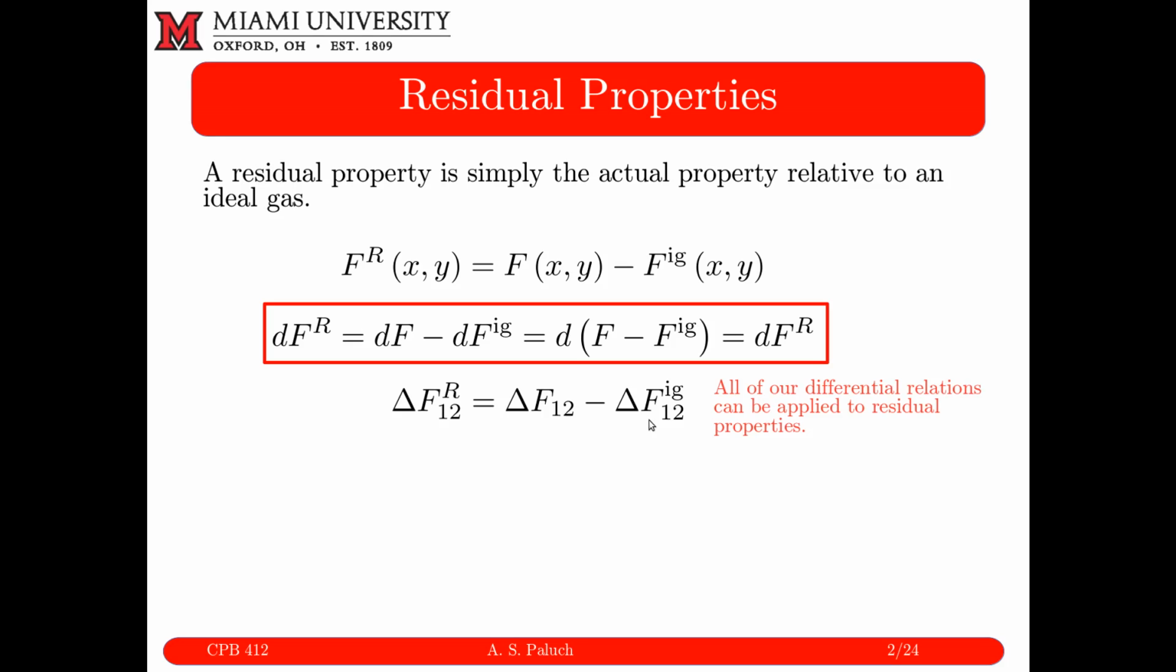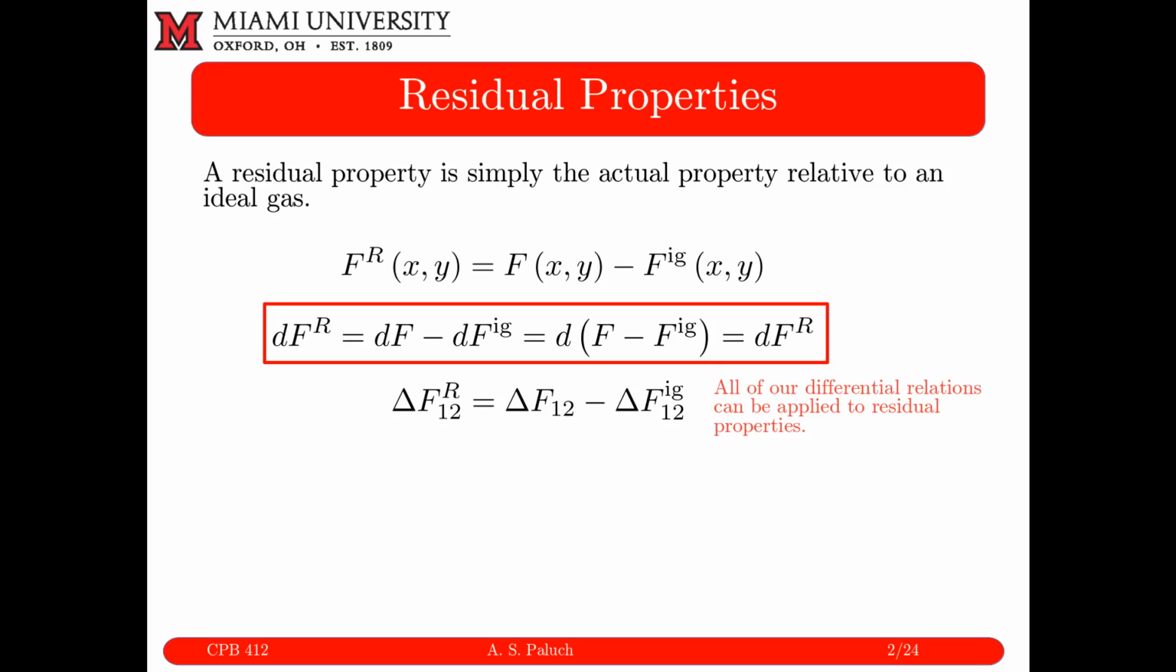Okay. And from the second expression, the fact that the differential of my residual property is equal to the difference of my actual and ideal gas value will allow us to leverage all of the equations that we've already derived for residual properties. Right? So we can take all of the equations that we derived so far in Chapter 5 and substitute in residual properties for our actual properties. Okay? And we'll take a look at that later on.